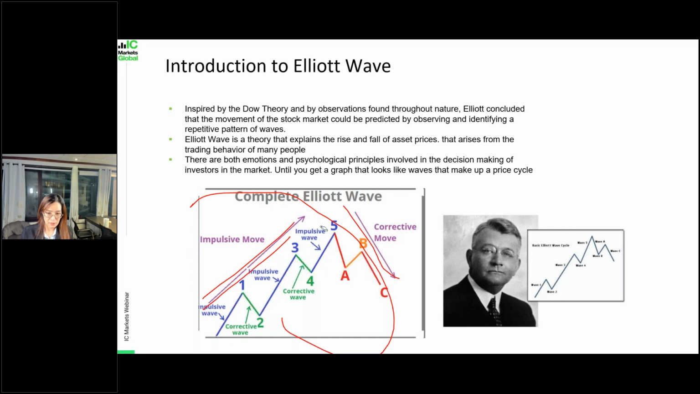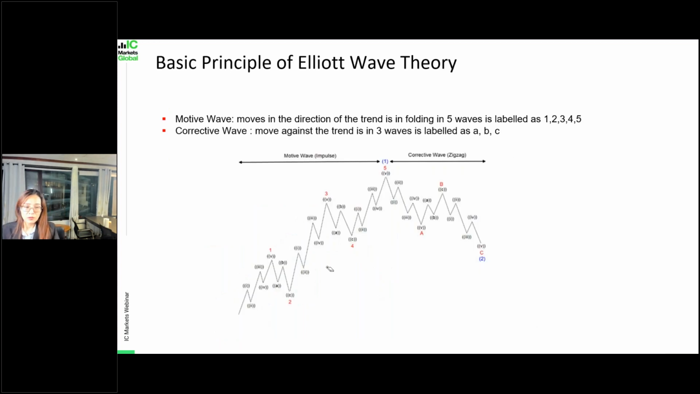What's the basic principle of Elliott Wave theory? The waves I just told you about are the motive wave and the corrective wave. The motive wave moves in the direction of the trend. There will be five waves, labeled 1, 2, 3, 4, 5. The corrective move, or corrective wave, moves against the trend in three waves, labeled A, B, C. When you look here, I will try to explain for you guys.